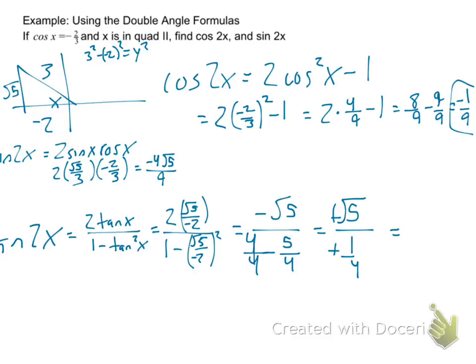Oh, that should be a square root of 5. So this ends up being 4 square root 5. Done.